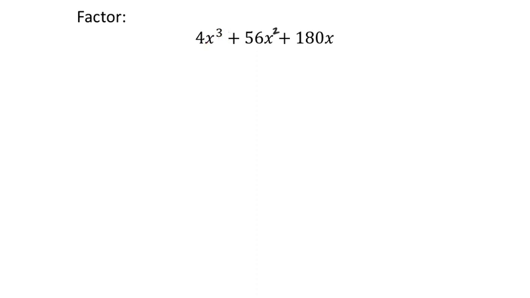So right here we've got 56x squared and then plus 180x. From that we can factor out an x from all three of those terms. The other thing I notice is that the coefficients of x cubed, x squared, and x are all even, so I should at least be able to factor out a 2, possibly more. So that's what I'm going to do.